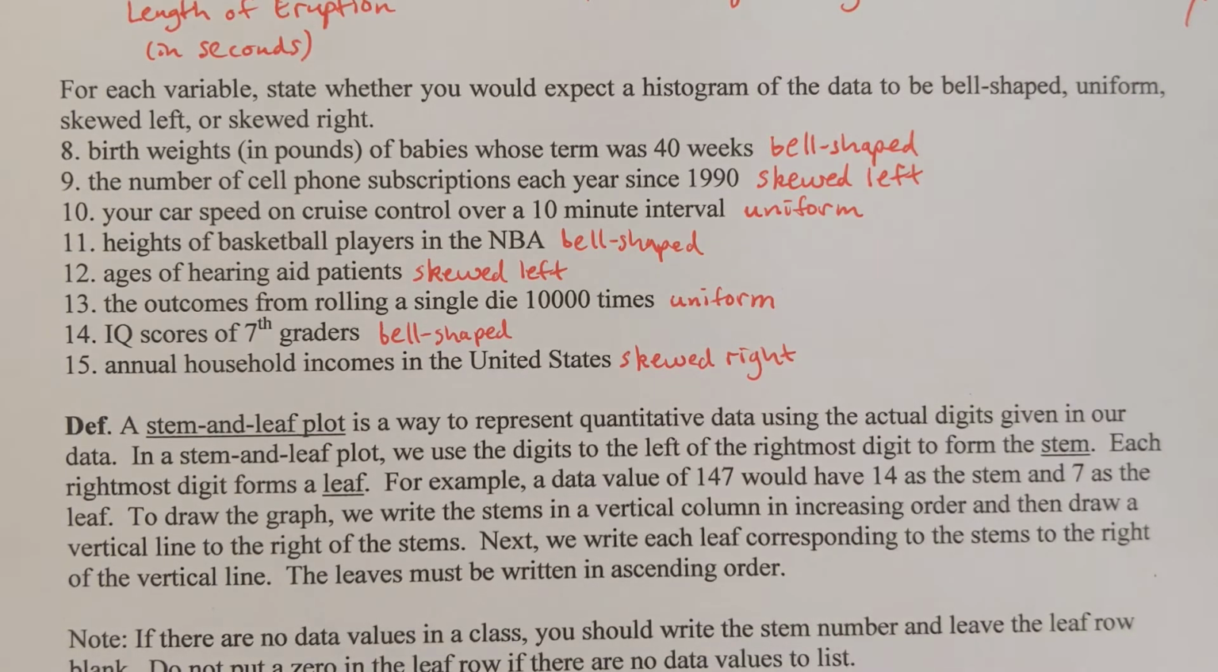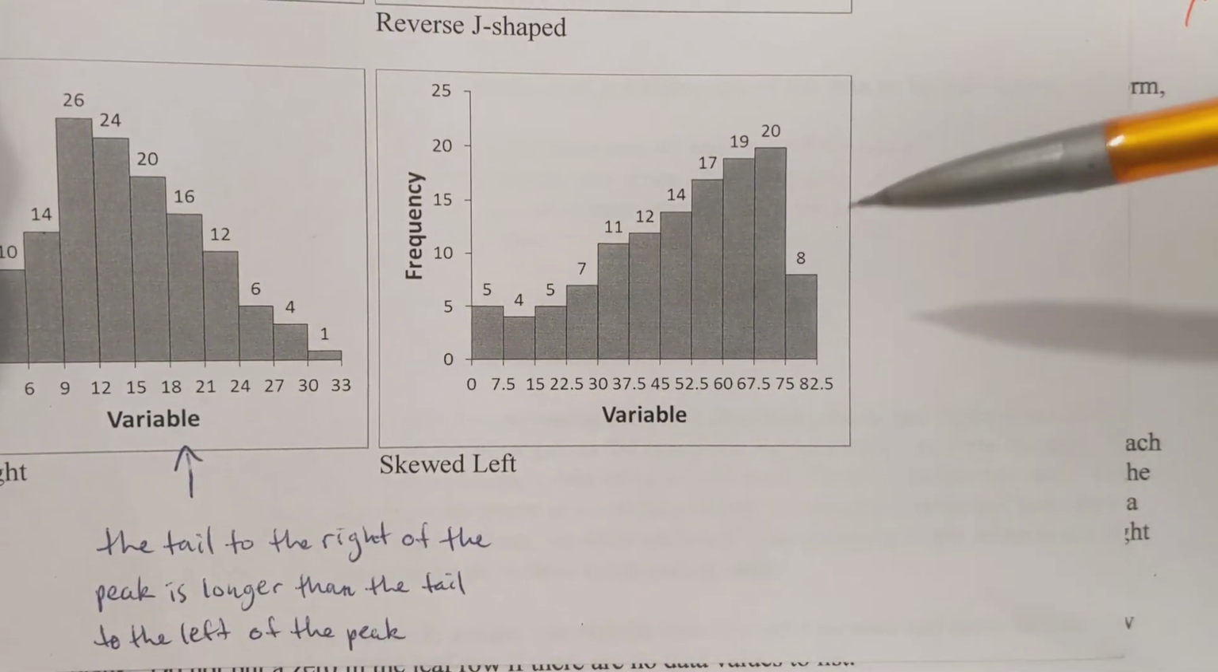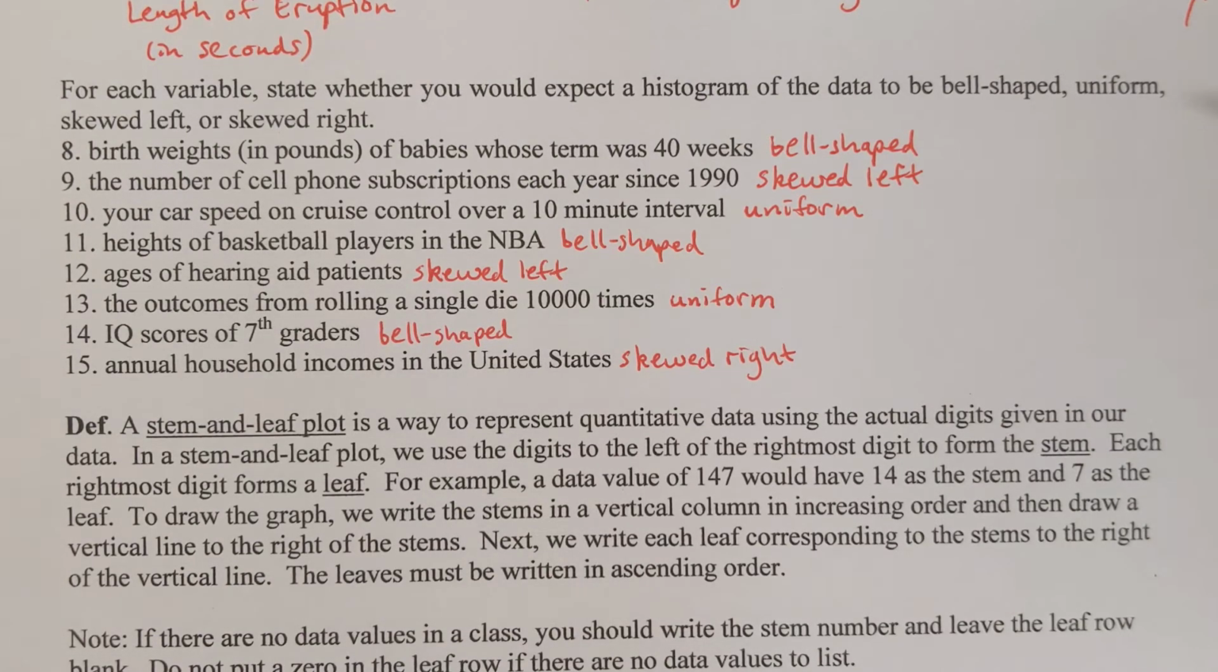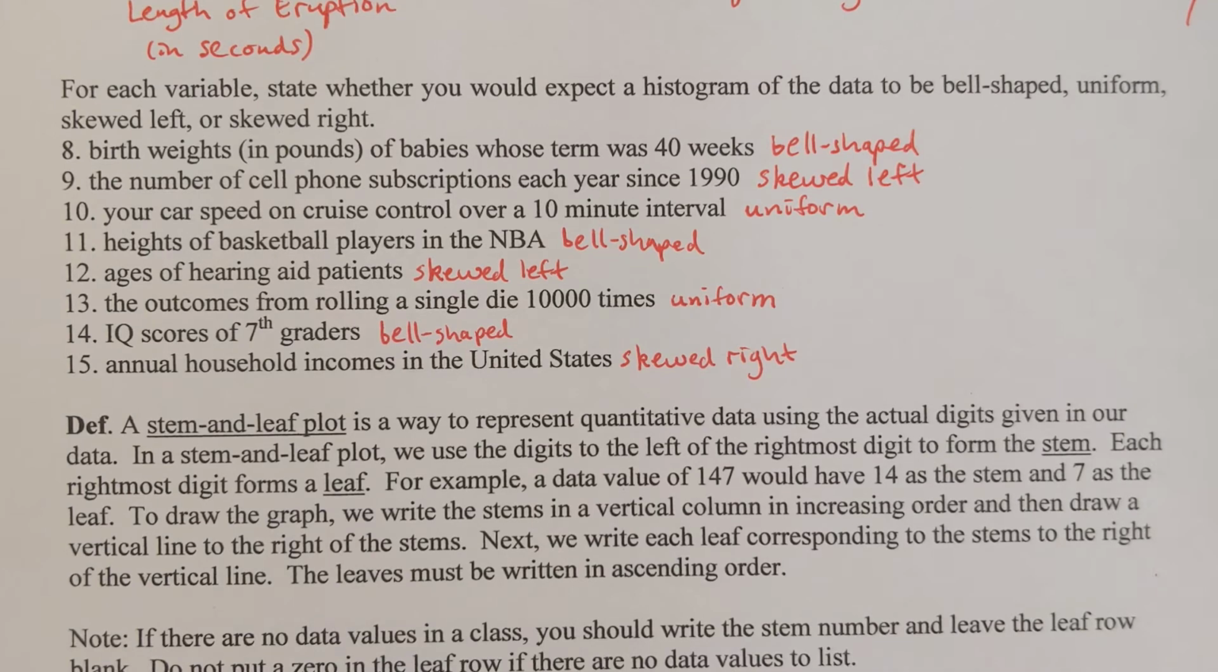Problem 9, the number of cell phone subscriptions each year since 1990. Let's see here. I would call this skewed to the left. In fact, I don't know anyone that does not have a cell phone. So skewed to the left, we've got this trickle upward effect going on. Think about what it was in 1990. I didn't know anyone that carried a cell phone in 1990. So we've had nothing but an increase in that.